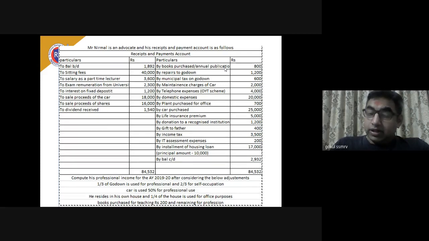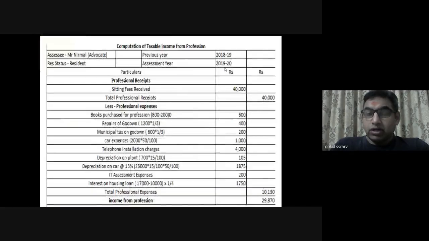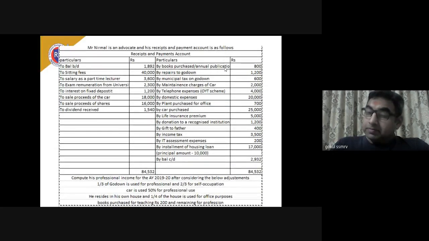So in this case, he resides, so there's a third adjustment here. He resides in his own house, and one-fourth of the house is used for office purposes. That means to say, installment of housing loan is 17,000, principal amount is 10,000. So the difference, 7,000, is the interest portion. So 7,000 is for the entire house, but how much is he using for his office purpose? Only one-fourth. So 7,000 into 1 by 4. Then balance carried down we have already taken.